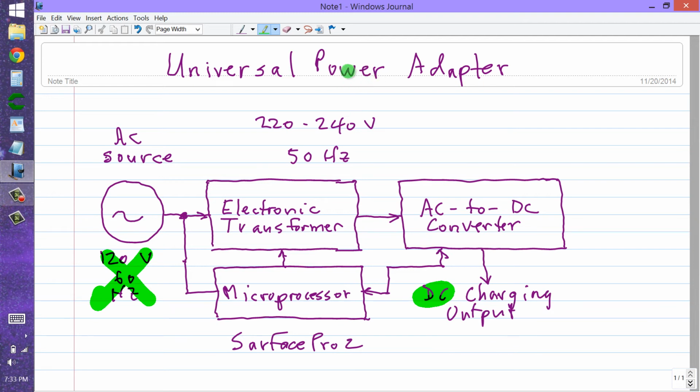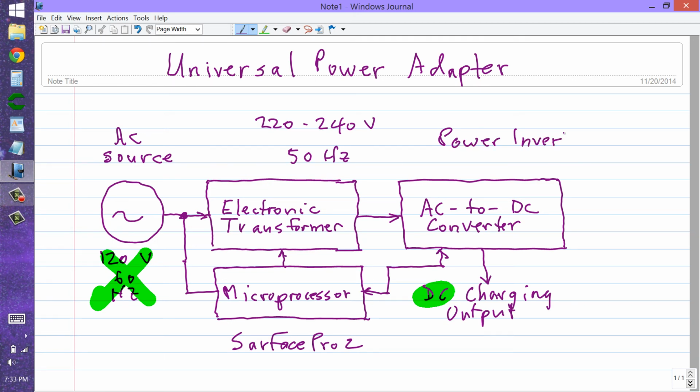And when he talks about a power adapter, I'm assuming that that's what he means. I'm not assuming that he means that you want to convert some foreign alternating current source into 120 volts AC at 60 hertz. You can. You would have to add an extra circuit to the mix, and that would be a power inverter. You know those things.